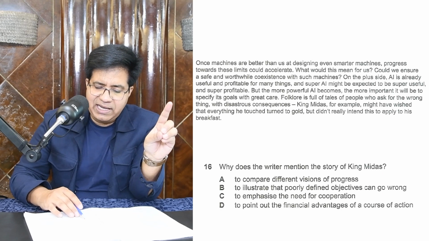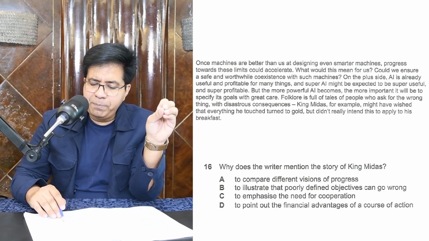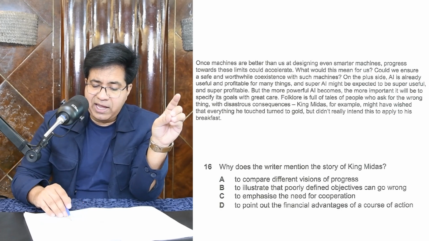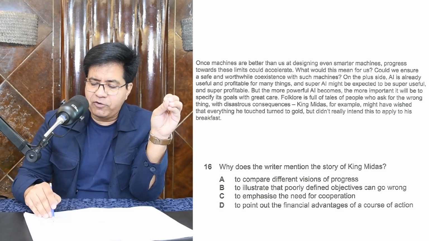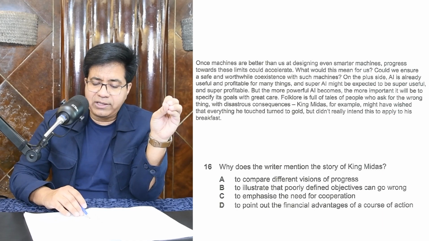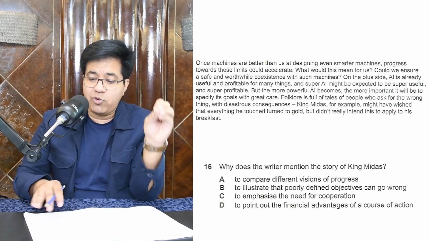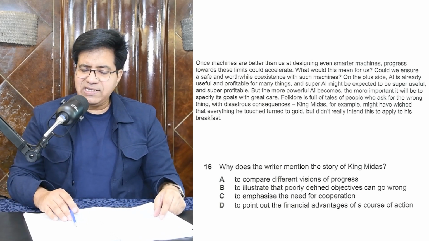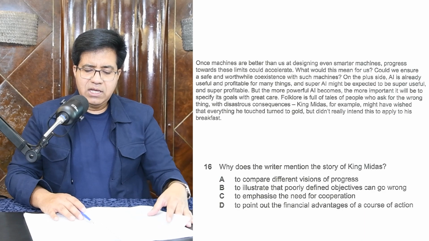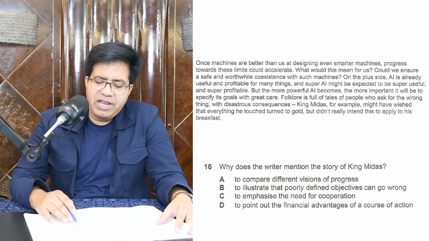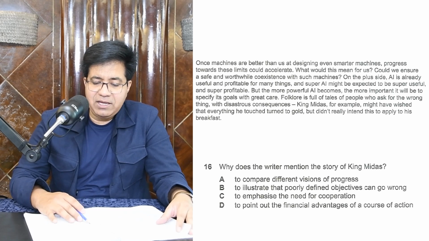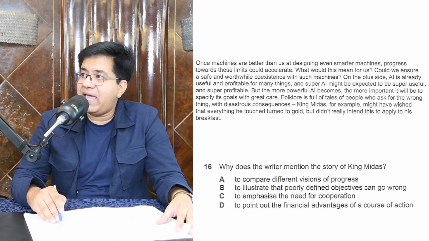Just focus on this sentence. As he said, "But the more powerful AI becomes, the more important it will be to specify its goals with great care. Folklore is full of tales of people who ask for the wrong thing with disastrous consequences." Now, please come back. Why does the writer mention the story of King Midas? Option A, to compare different visions of progress? No. Option B, to illustrate that poorly defined objectives can go wrong.